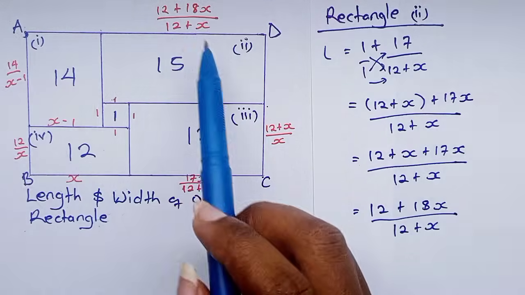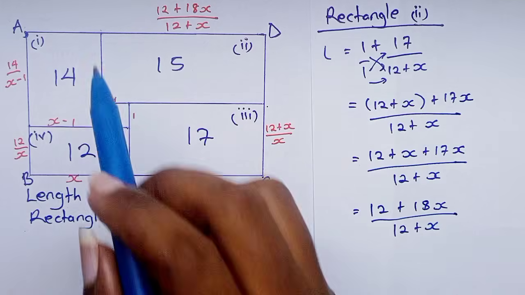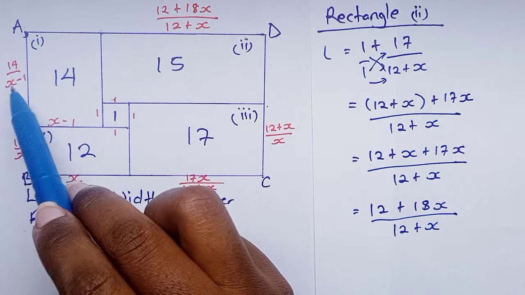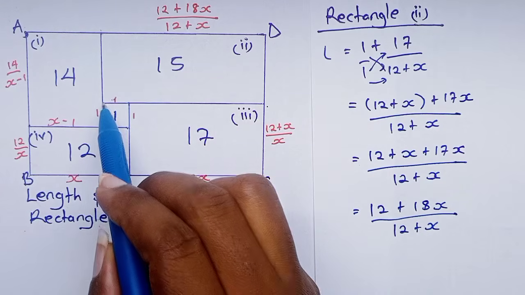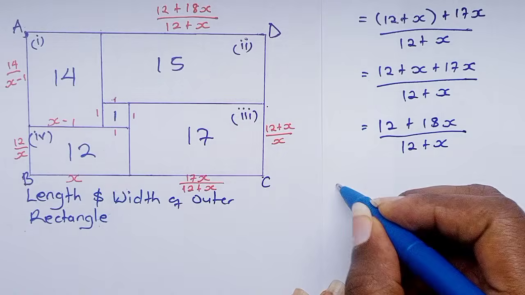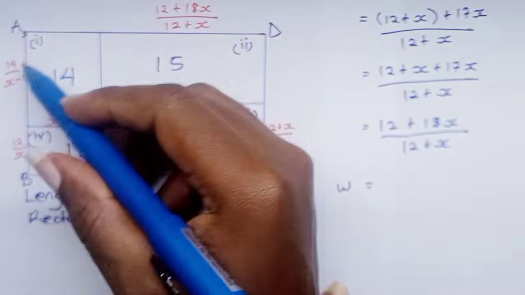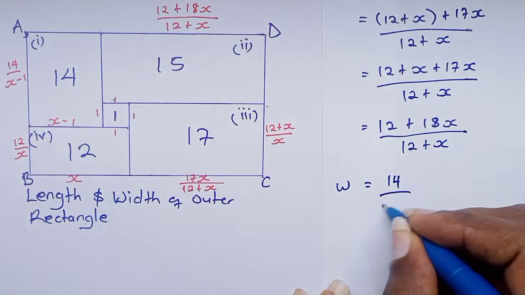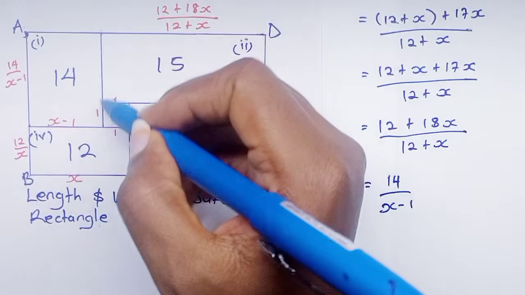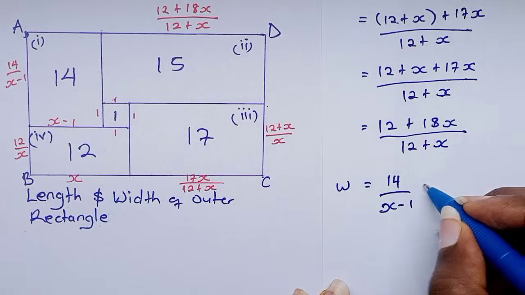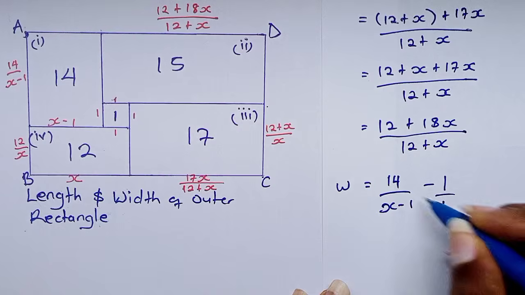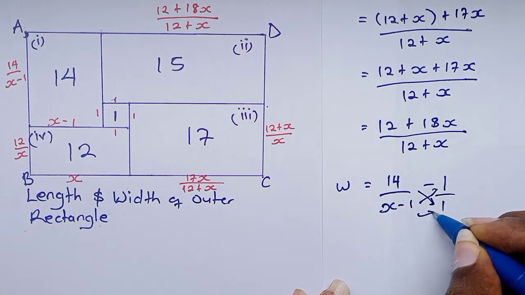And then the width of this same rectangle will be, from this point to this point, we know it's 14 over x minus 1, while from this point to this point, we know it's 1. So the width of this rectangle will be 14 over x minus 1, then minus this 1 to get just from here to here. So minus 1. So we simplify this, crisscross method.